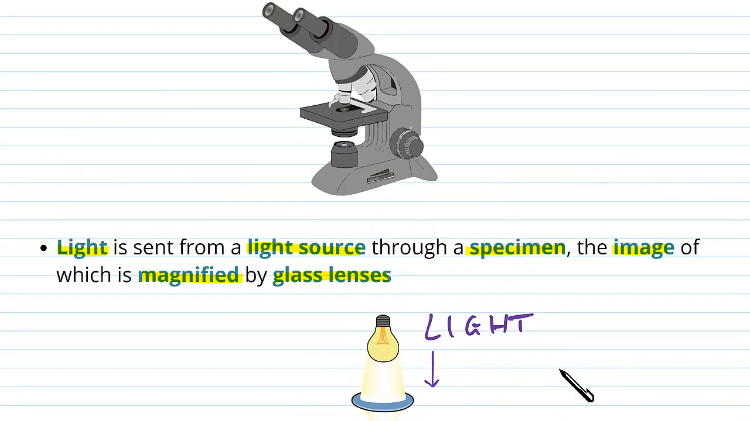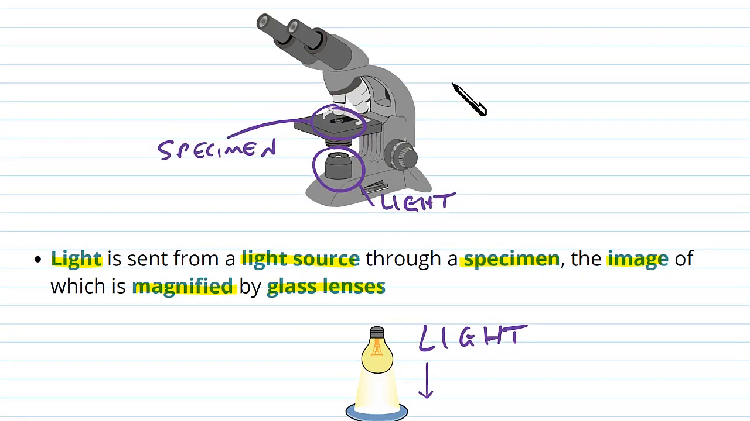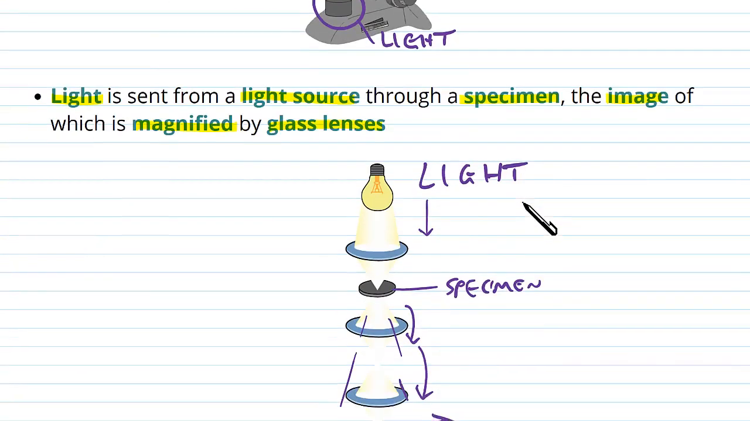And usually looking on a light microscope, this will be the light source. This would be where we would place our specimen. And we look down the microscope into these eyepieces to see the light coming through. And the light magnifies it into a large image for us.